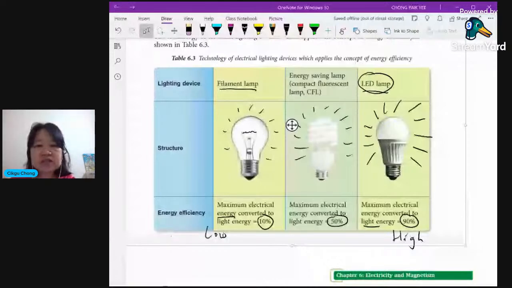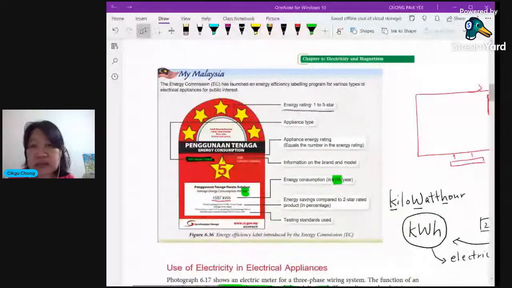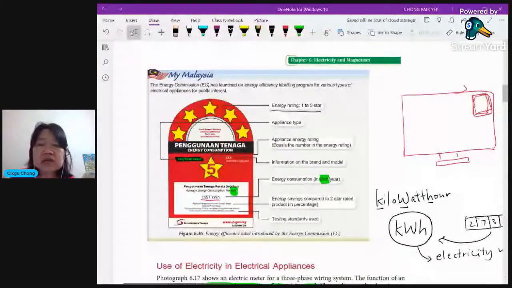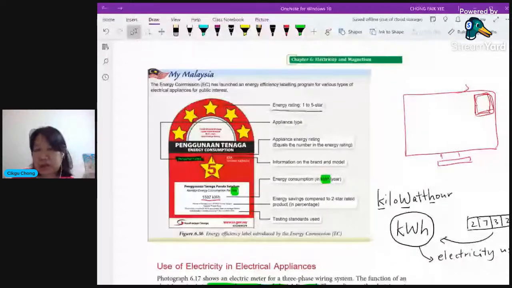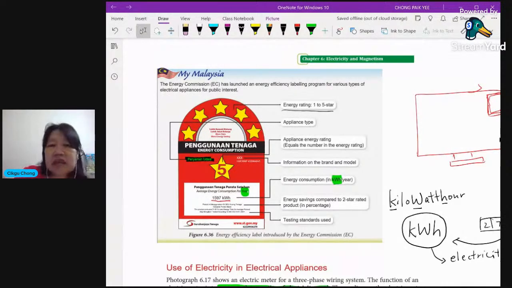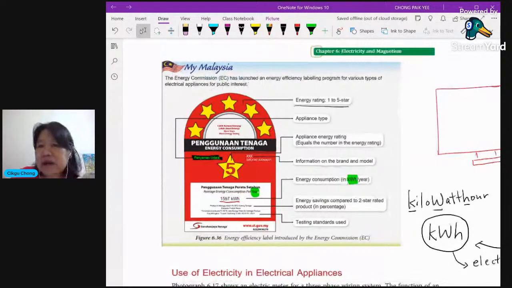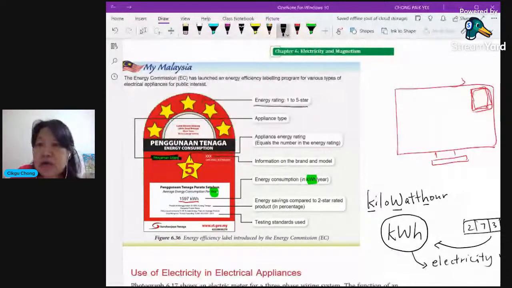Okay, let's look at some electrical appliances. When you buy electrical appliances in Malaysia, sometimes we have this label here. You see this label? This label is done by the Suruhanjaya Tenaga, which is called the Energy Commission. It's a separate company, a semi-government kind of establishment. It tests all these electrical appliances to make sure they are safe for the consumer. If they give you a label on the electrical appliance, like I bought a TV some years ago, and this label was actually stuck on the TV.